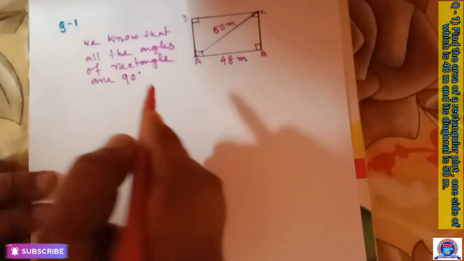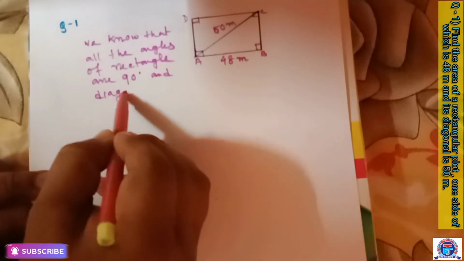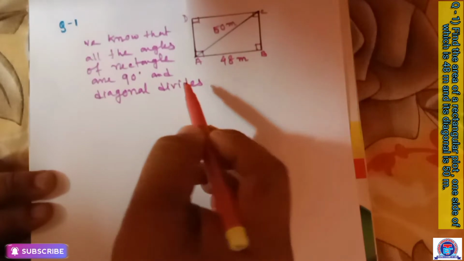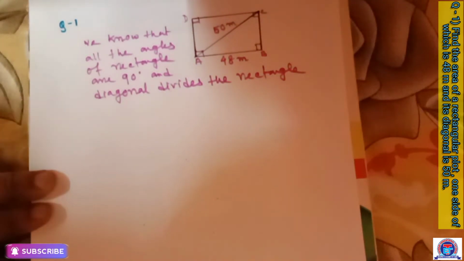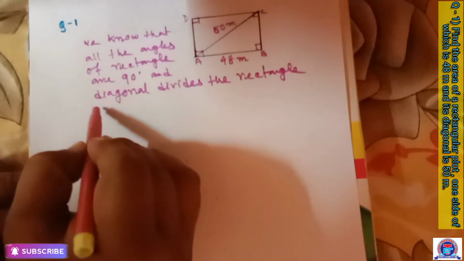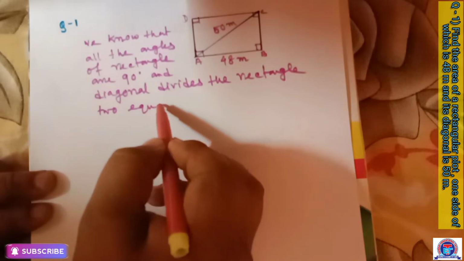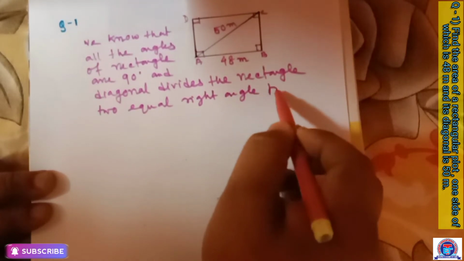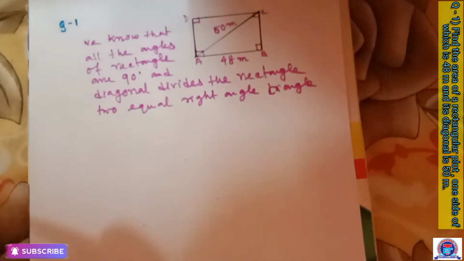So we can write here, a diagonal divides the rectangle into two equal right angle triangles, correct?